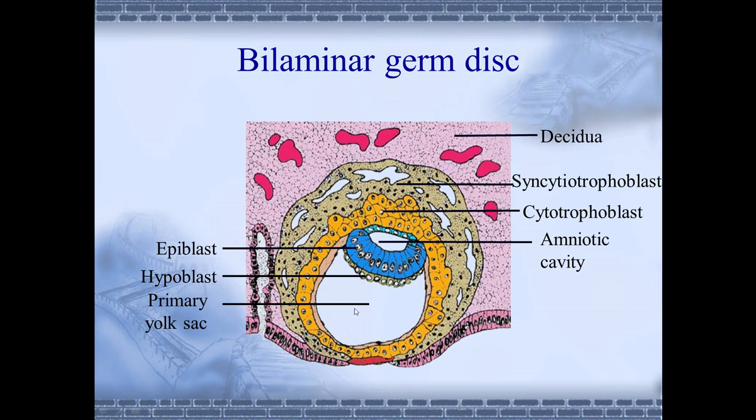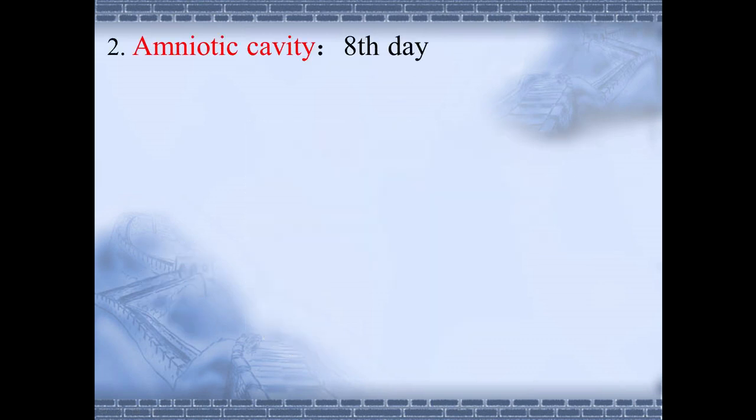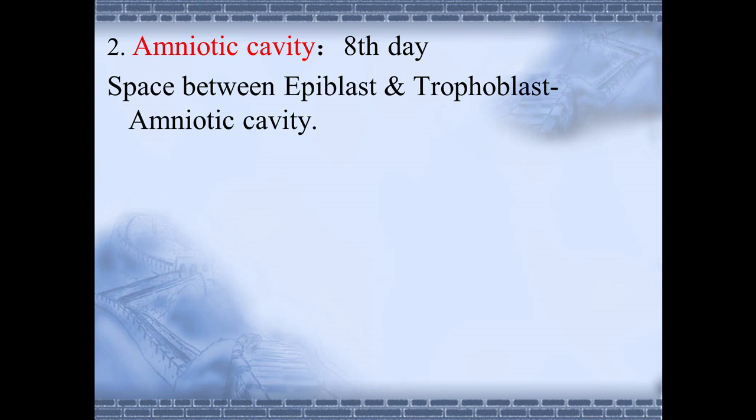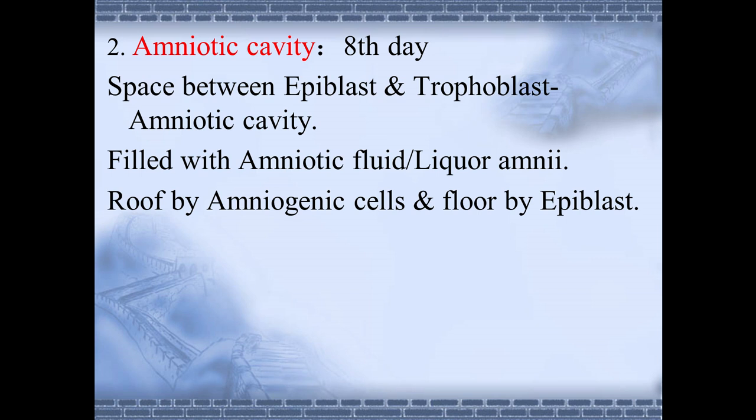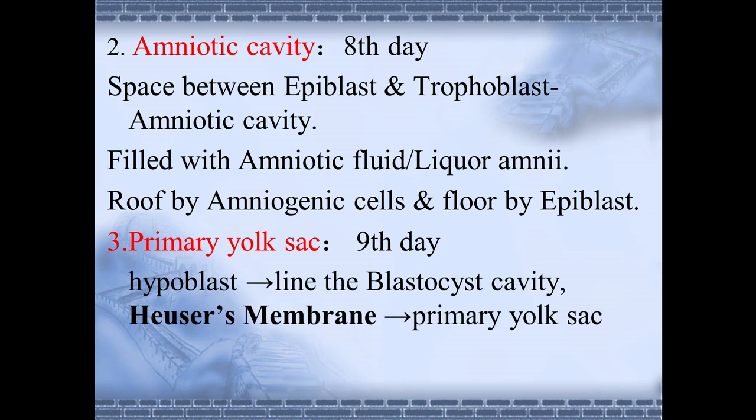While in the case of the primary yolk sac, it lines the blastocyst cavity, and the membrane is known as the Heuser's membrane. That is the amniotic cavity between the epiblast and trophoblast, filled with amniotic fluid, its roof formed by the amniogenic cells and the floor by epiblast. But for the primary yolk sac, there is a membrane which lines the primary yolk sac, known as the Heuser's membrane.